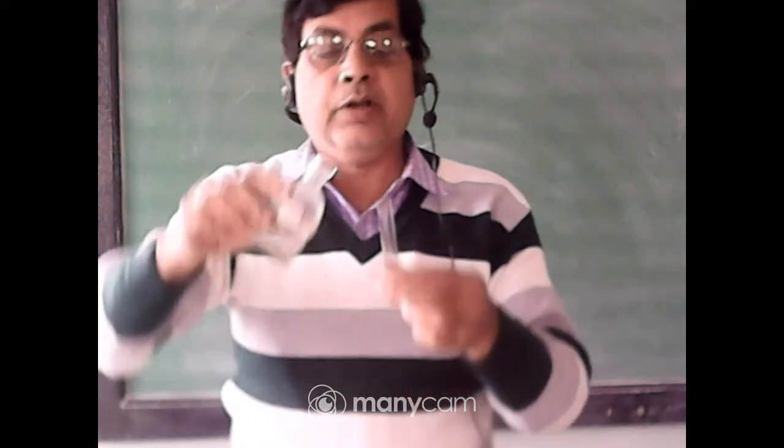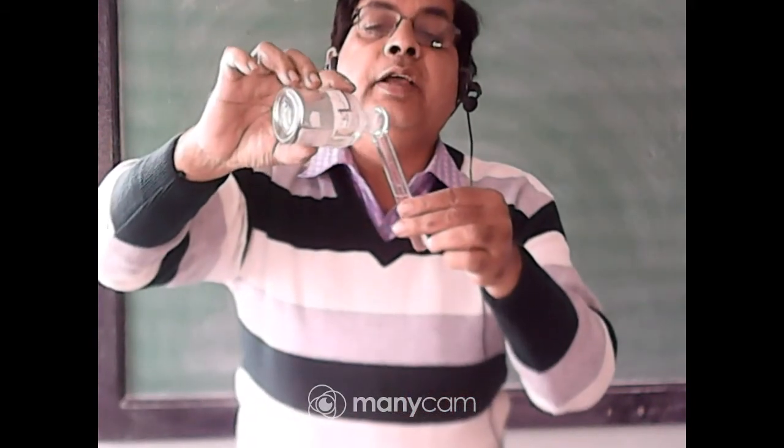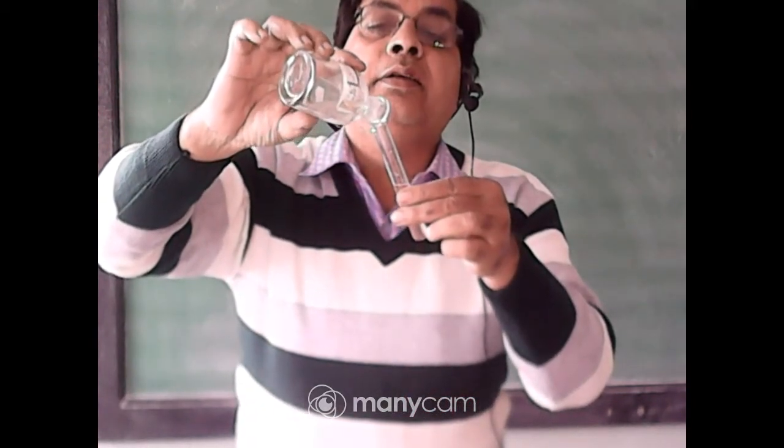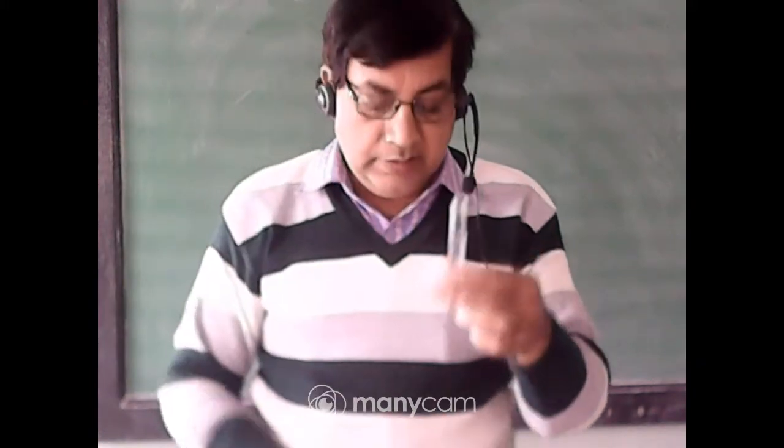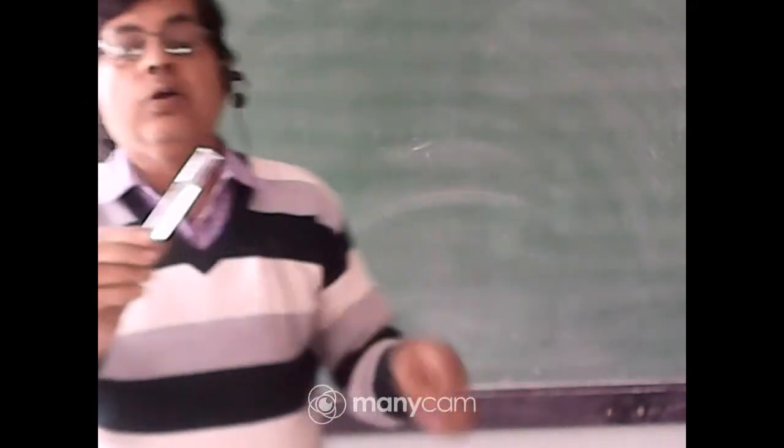Again add ammonium hydroxide. See, a very light floating precipitate is observed. See this, a very light blue floating precipitate is observed. This blue floating precipitate is the aluminum hydroxide.